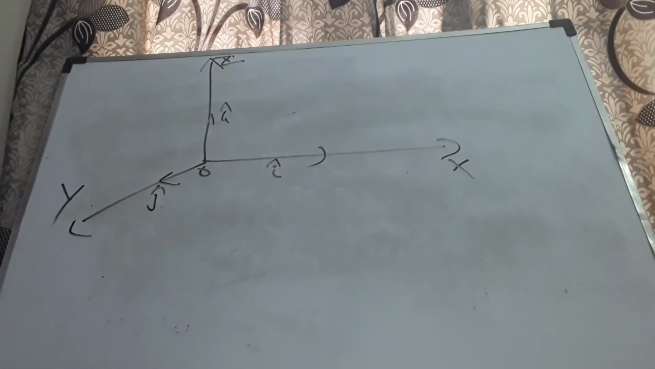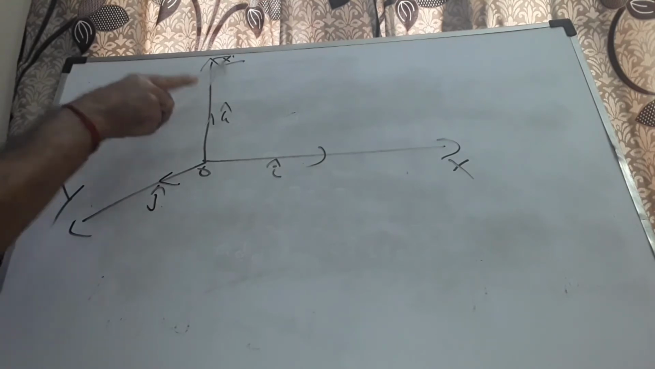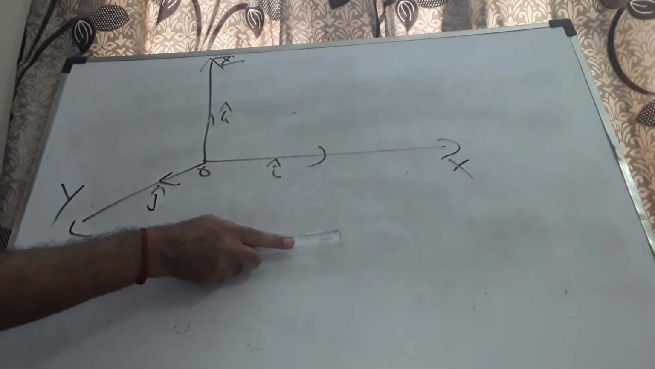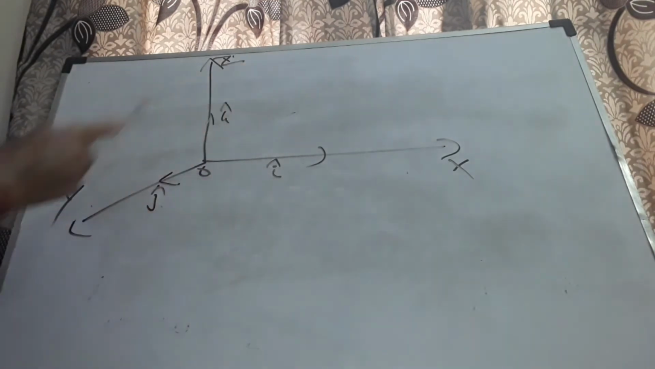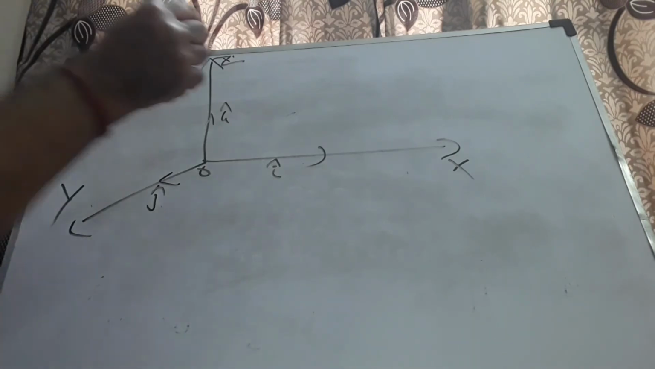Any point on the x-axis will be of the form (x, 0, 0). Any point on the z-axis will be of the form (0, 0, z). Any point on the y-axis will be of the form (0, y, 0). Any point in the xy plane will be of the form (x, y, 0). Any point in the xz plane will be of the form (x, 0, z). Any point on the yz plane will be of the form (0, y, z). These are the things you are supposed to remember.